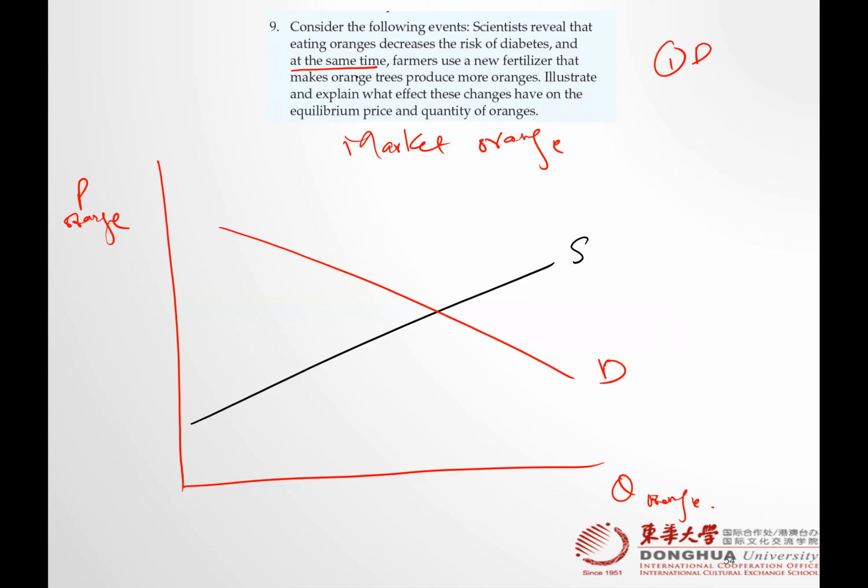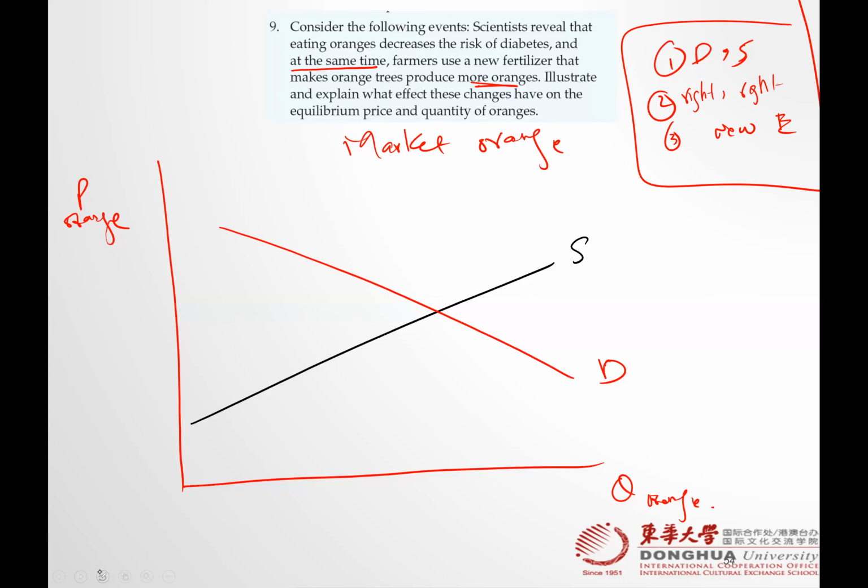The second one is, at the same time, the farmer uses a new fertilizer that makes orange trees produce more oranges. So this event increases both demand and supply, right? This is a case of shift: demand will shift to the right, supply also shifts to the right. And third, new equilibrium. So our three-step process is complete.